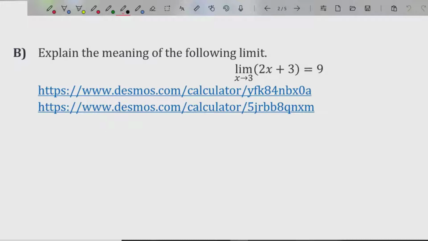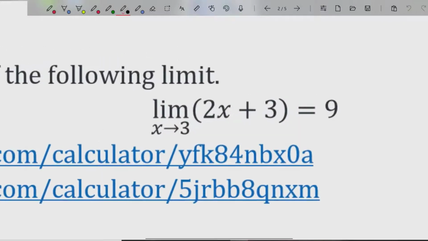Since we already have the direct substitution property, or law, or theorem, whichever you want to call it, we already know how to evaluate that limit. We can do direct substitution because it's a polynomial and it does not have any domain issues at 3. However, that doesn't really give you a strong, rigorous understanding of what the limit truly means.